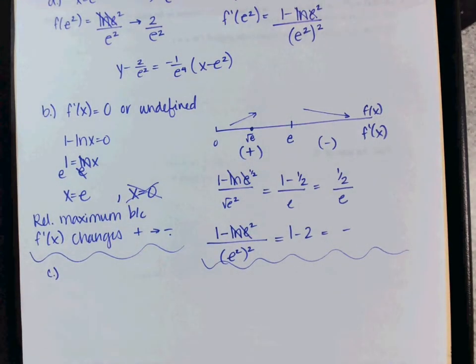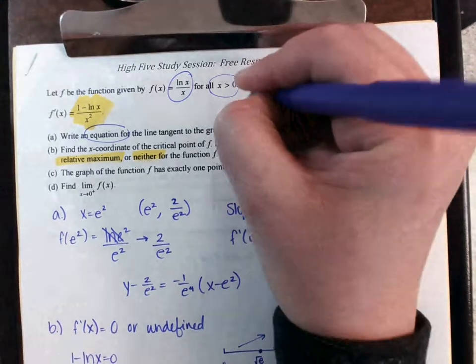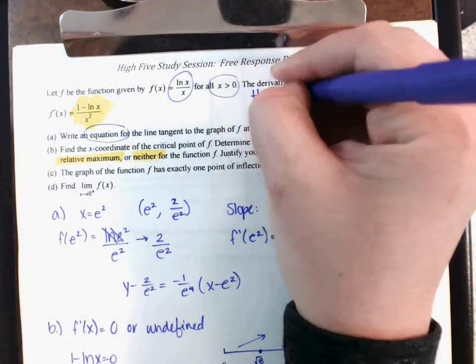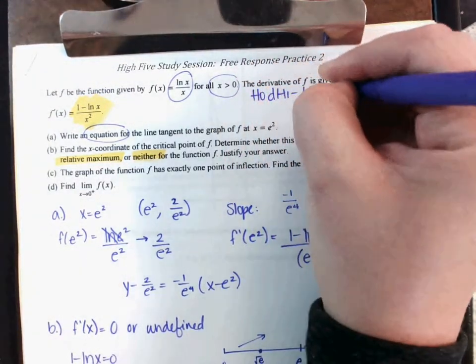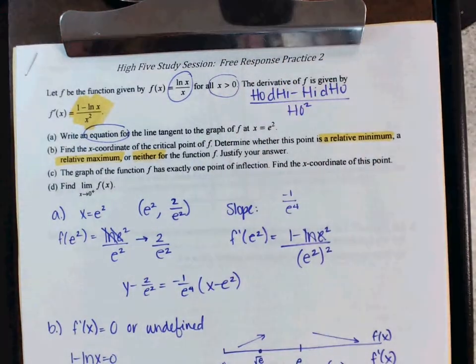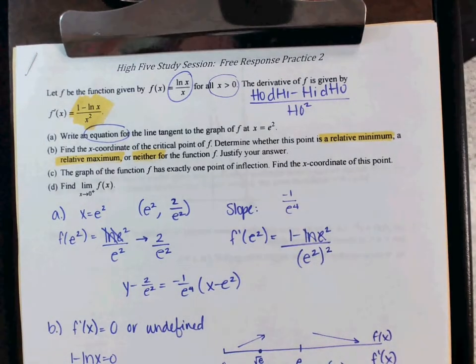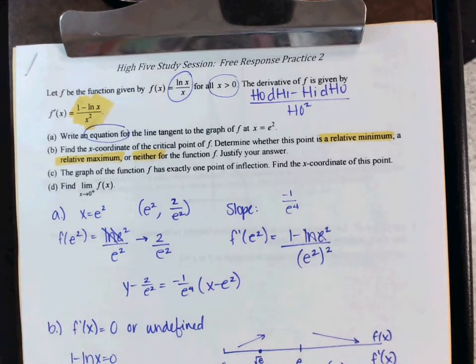Okay, so you need to take the derivative of this. What rule are you going to need? Quotient rule. So do it. Okay, remember it's ho d high minus high d ho over ho squared. Okay, do it. Also practice the labeling and stuff. Also notice it says that there's only one point of inflection. So if you end up with two, that's a problem.